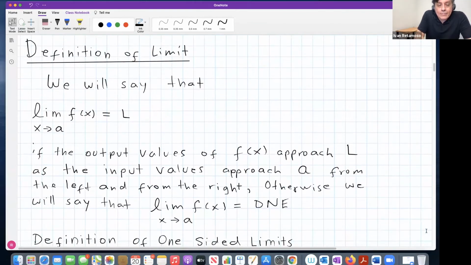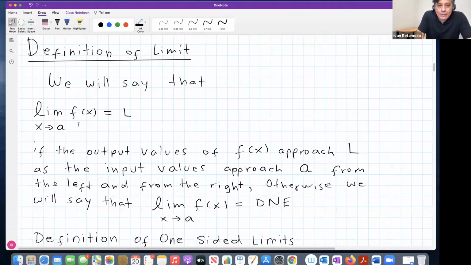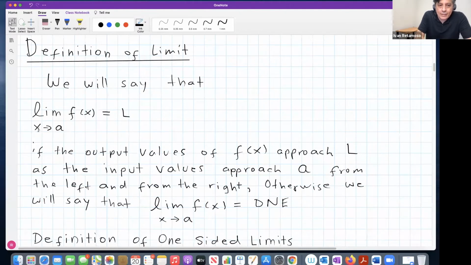Now, based on this, mathematicians formally define the limits as follows. We will say that the limit of a function f of x as x approaches some real number a will be equal to L if the output values of the function approach L as the input values approach a from the left and from the right simultaneously. You're going to the same real number. Otherwise, we will say that the limit of the function as x approaches a does not exist, DNE.